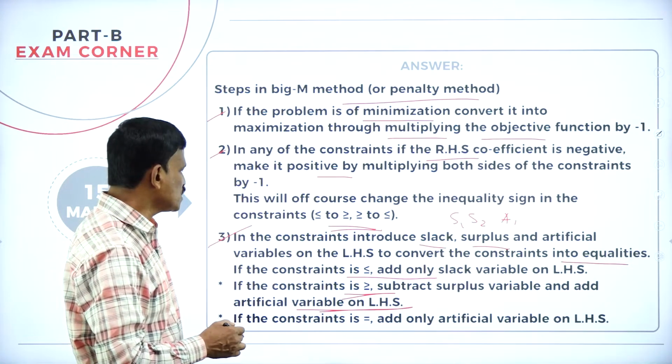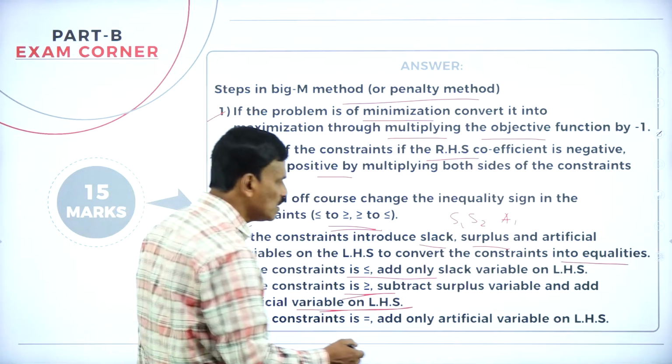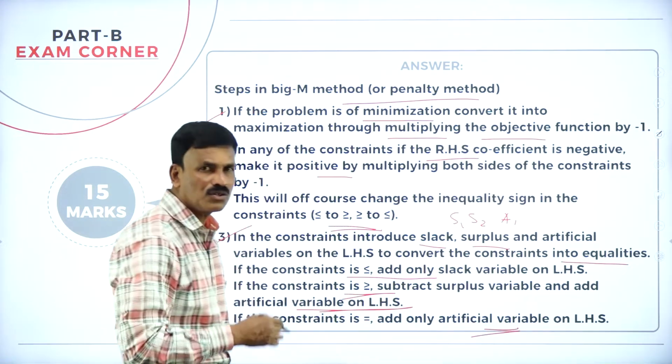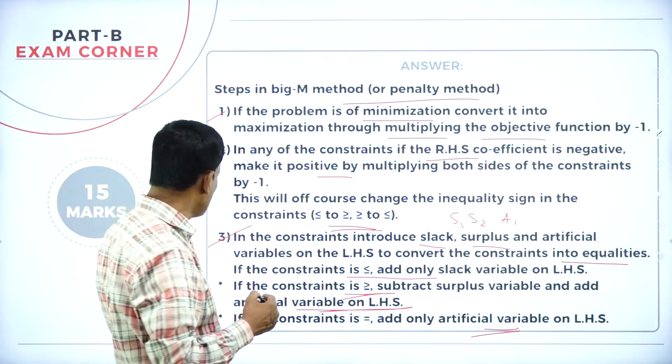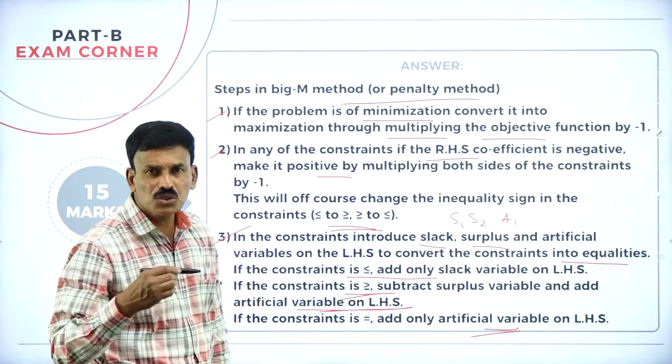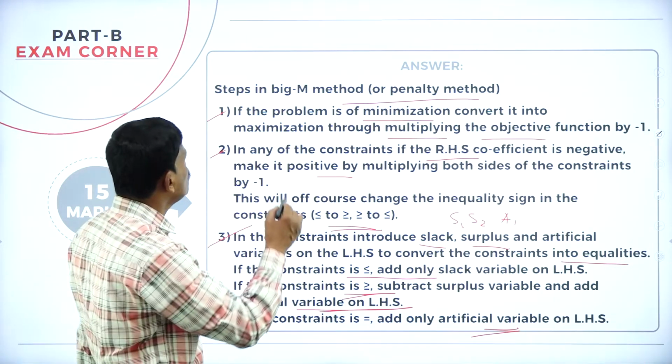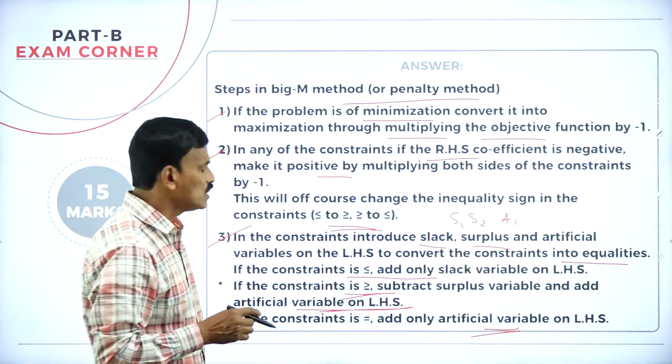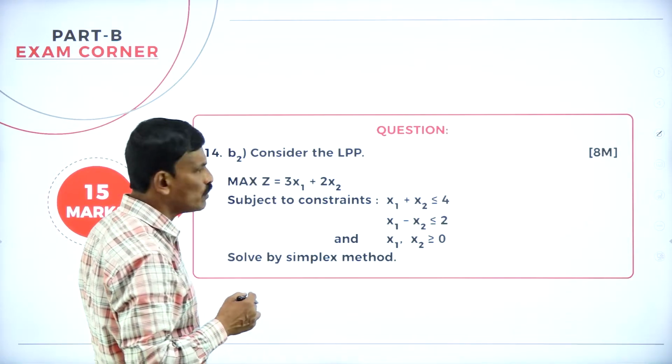If the constraint is equal to, add only the artificial variable on the left hand side. Okay, these are very, very important points. We are going to use the step-by-step method to solve the problem using Big M method, right? Now, let us come to the next problem.